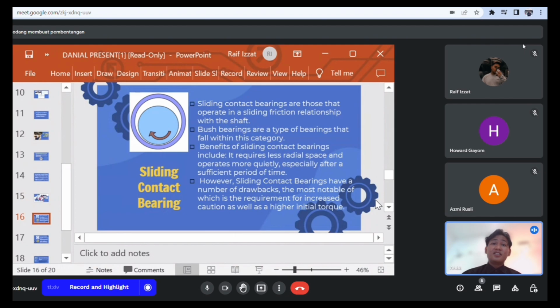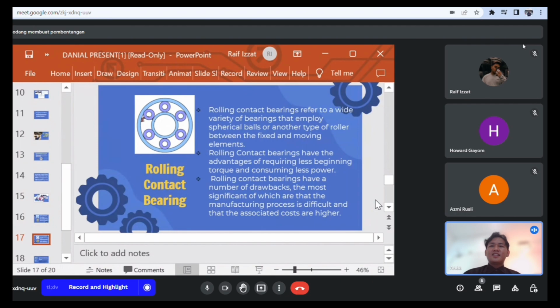However, sliding contact bearings have a number of drawbacks, the most notable of which is the requirement for increased lubrication as well as a higher initial torque. So, next slide.